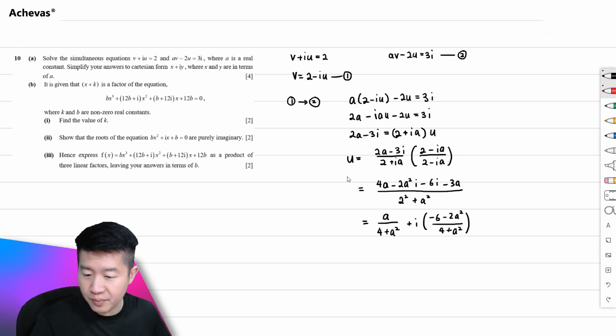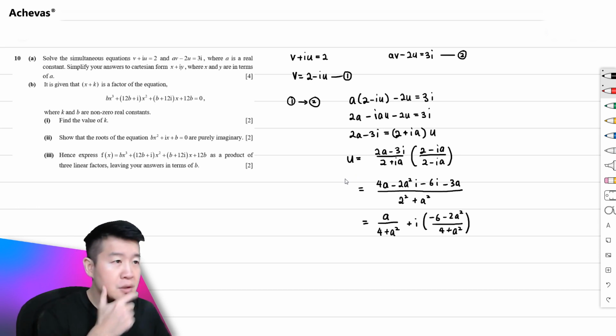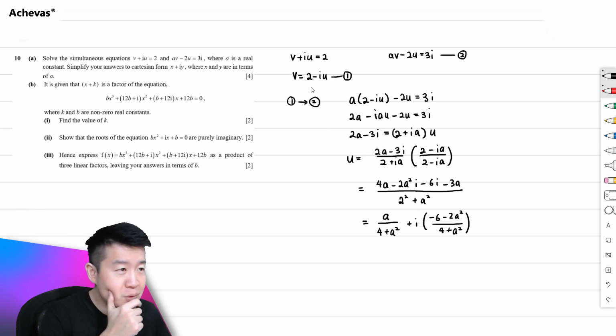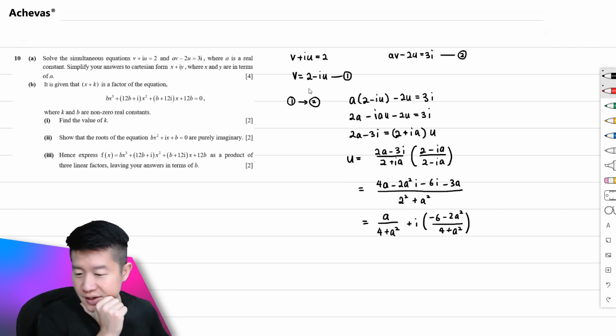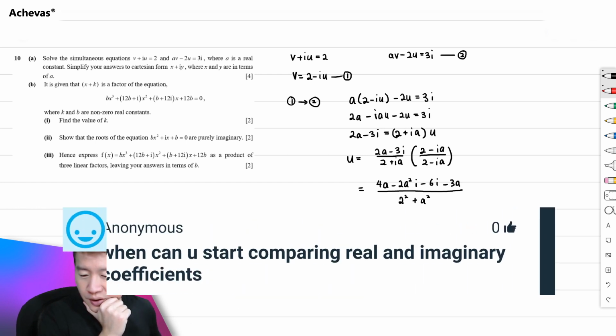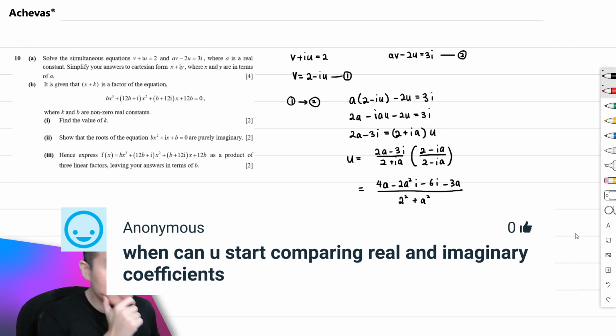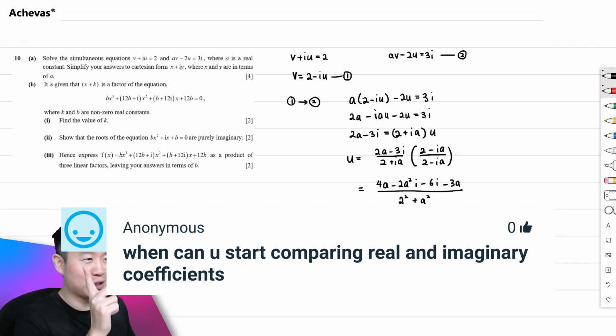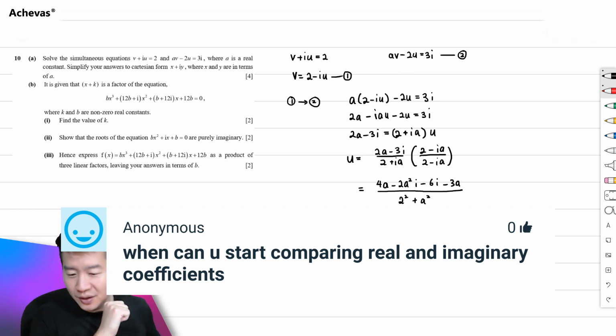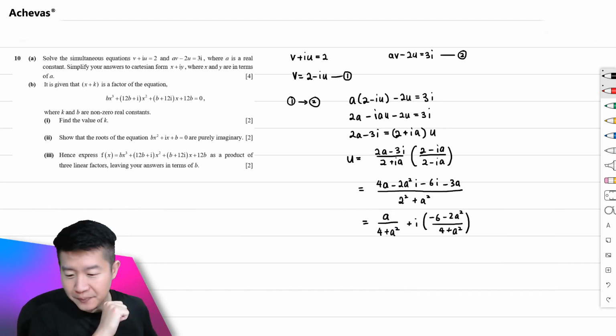When can you start comparing real and imaginary? Hang on, I'm wondering whether somebody is asking when can we start comparing real and imaginary. Hang on, I think I know what your question is. It seems like an easy question, but just in case, let me think about something. Okay, nope.